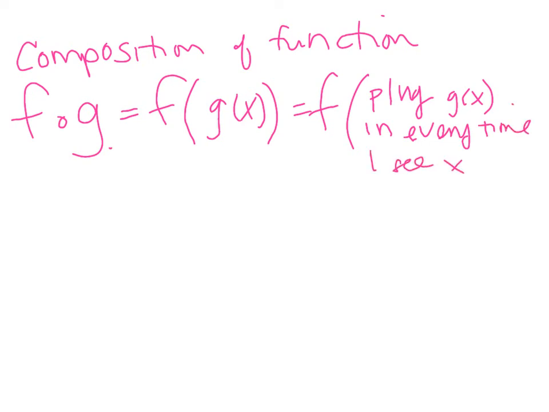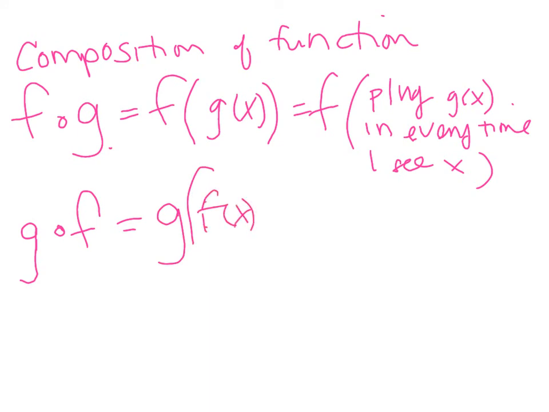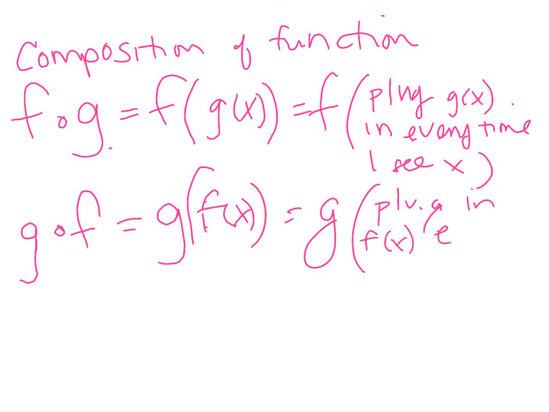I see x. And if I was going to do it the other way, g o f looks like goth. That means g of f of x, which means I'm going to take the function g and plug in f of x every time I see x. Okay, that's what that means.